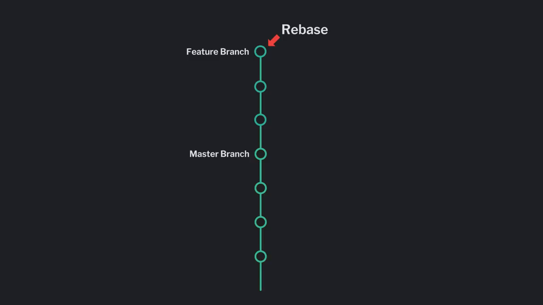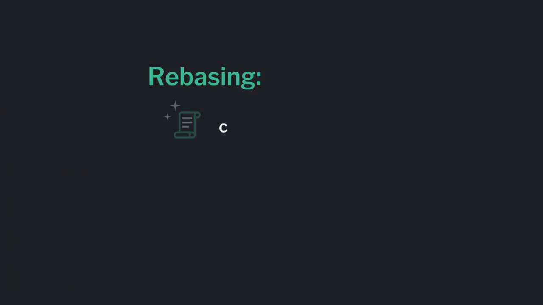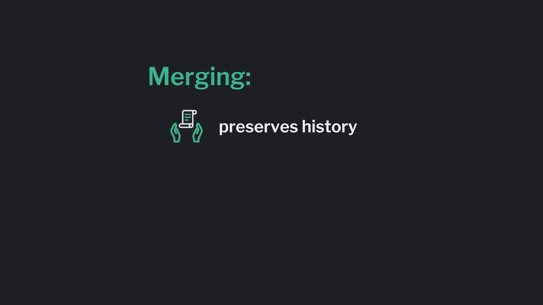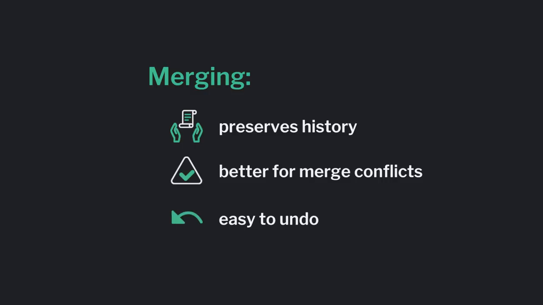When comparing merging and rebasing, rebasing provides a cleaner history, a more readable graph, but it's tougher to resolve conflicts. Merging preserves history, is better for merge conflicts, and it's easy to undo if you make a mistake.